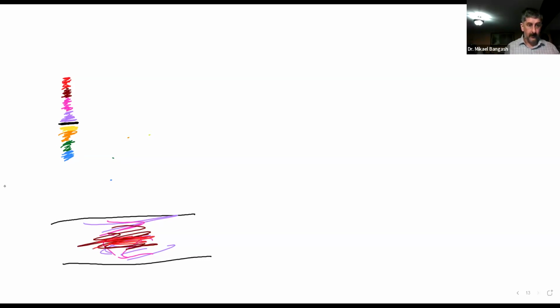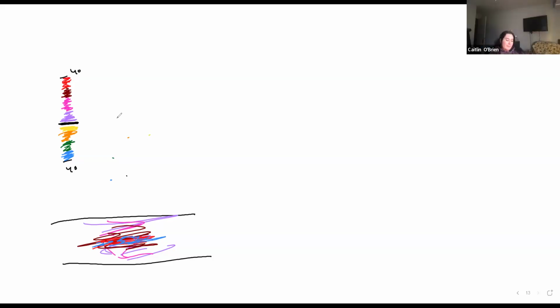We also have some negative Doppler shift as well, which is going to be the aliasing. Why? Because in this case, this was 40. This was 40. Did you guys get that?